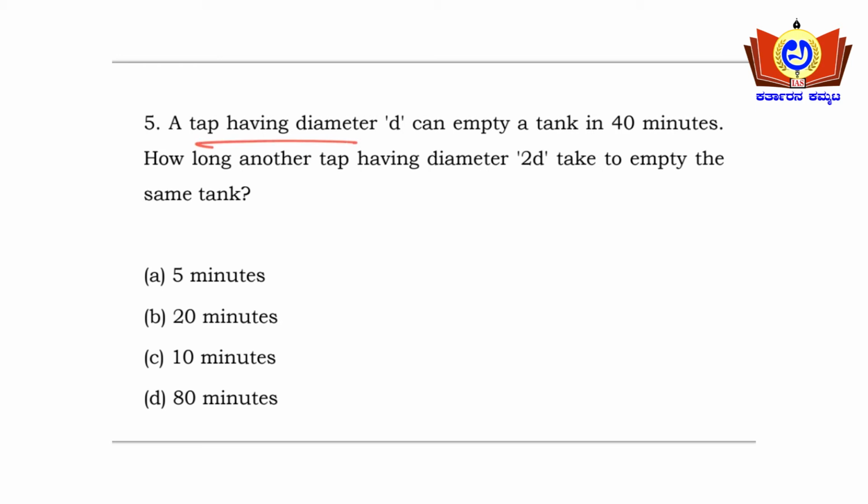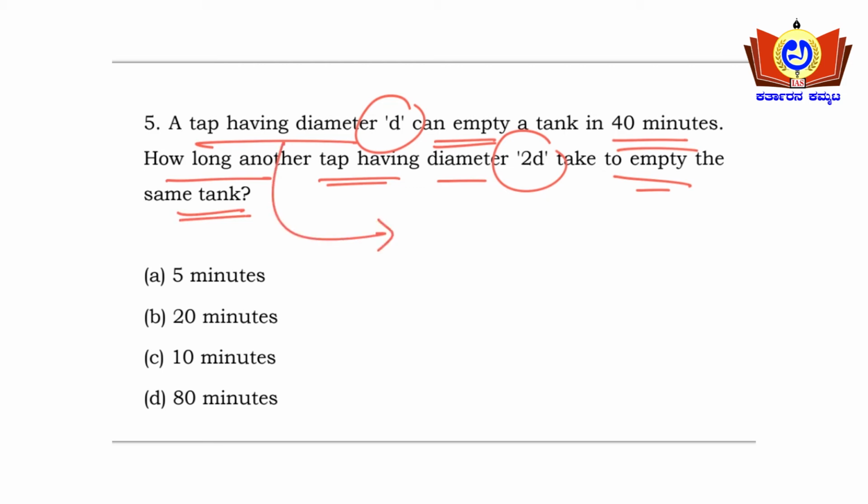A tap having diameter D can empty a tank in 40 minutes. How long will another tap having diameter 2D take to empty the same tank? Here they are dealing with volume and surface area. D is the diameter of the pipe. It can empty a tank in 40 minutes, and another tap having the diameter of 2D, how much time will it take to empty the same tank? I will be solving it on the next page.